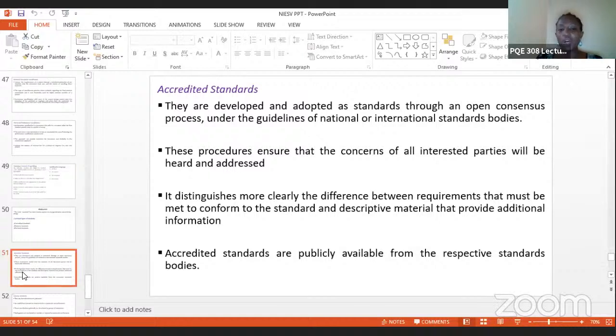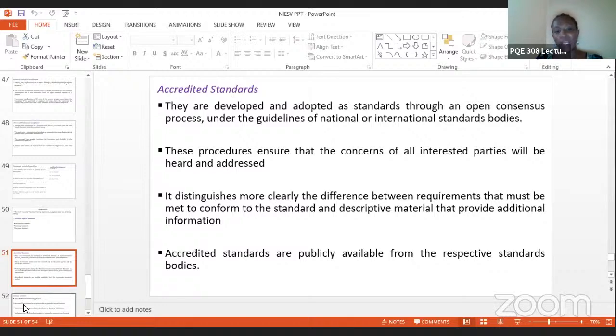And of course, anything you want to know about NAFDAC, I'm sure if you go online, it's in the public domain. So accredited standards are publicly available from the respective standard bodies. It is not hidden. You can always have access to the rules and the guidelines guiding those bodies. So that is accredited standards.